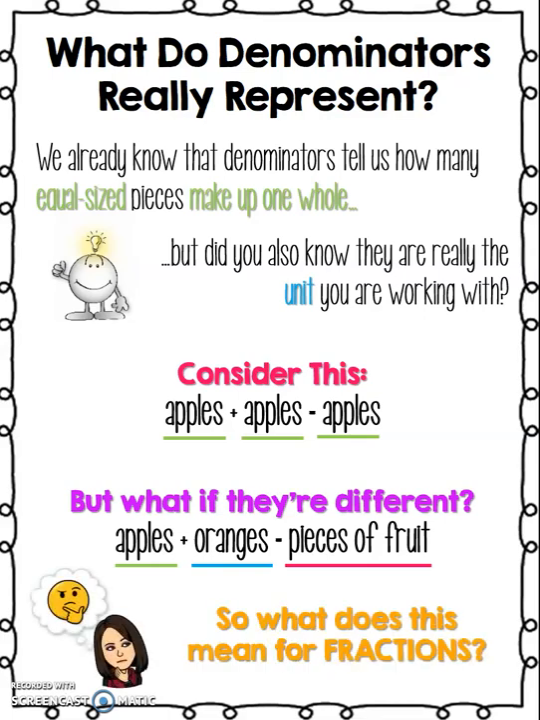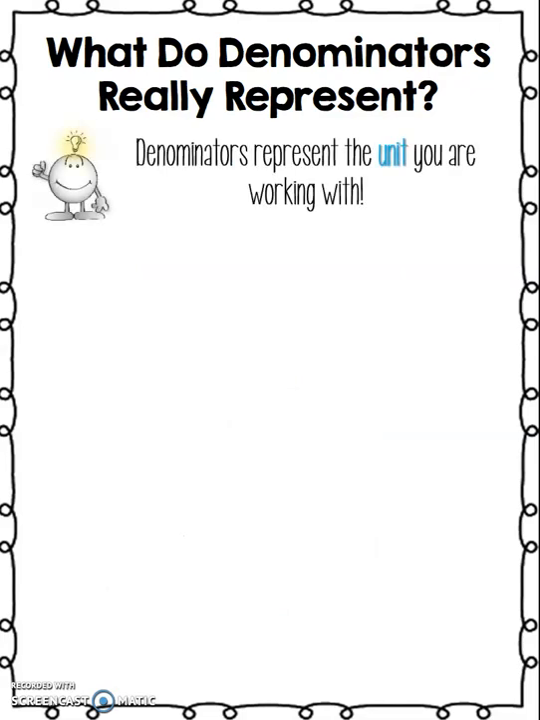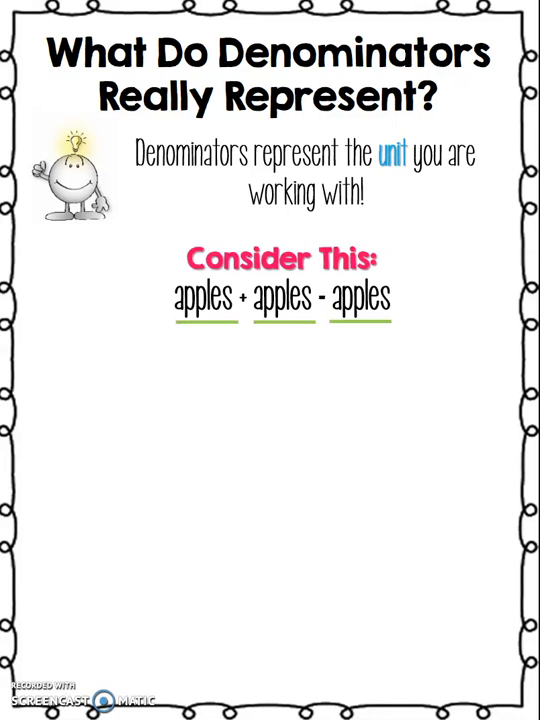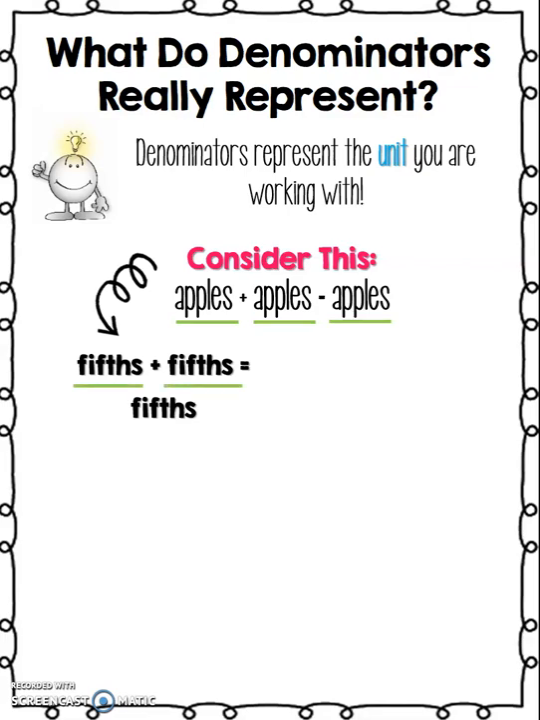Okay, so what does this mean for fractions? Well, denominators again are the unit we're working with. So let's look at that apples plus apples example again. Let's imagine instead of the word being apples, that the word was fifths. So instead of apples plus apples equals apples, I have fifths plus fifths equals fifths. And that makes sense because just like apples and apples were the same unit, fifths and fifths are the same unit, which tells me my answer is going to be in fifths.